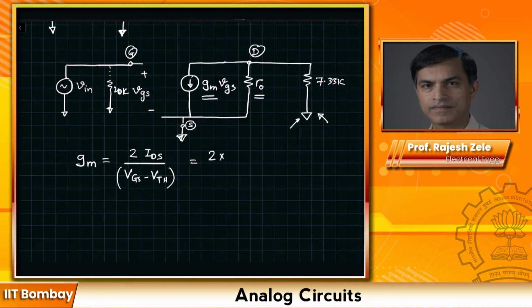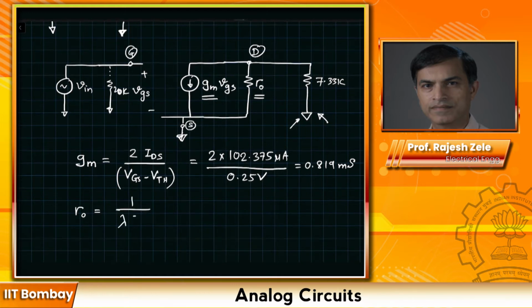2 times 102.375 microamps divided by 0.25 volts, and that number will be equal to 0.819 millisiemens.